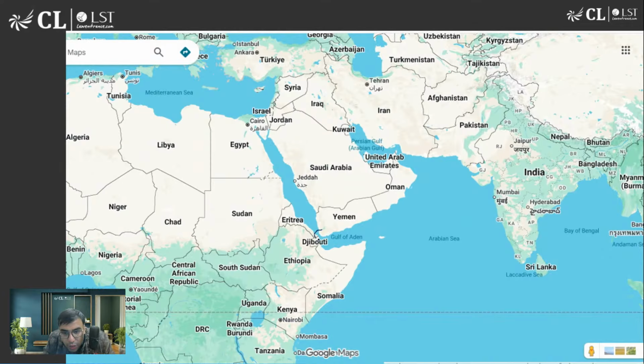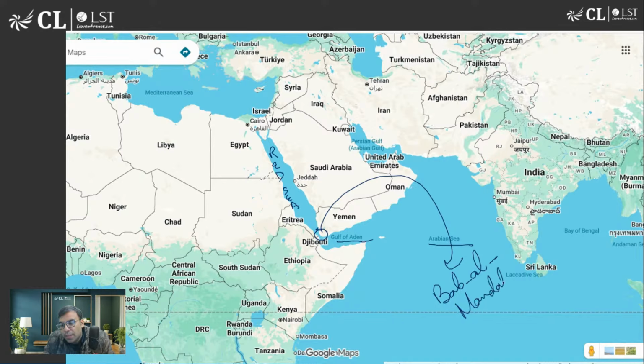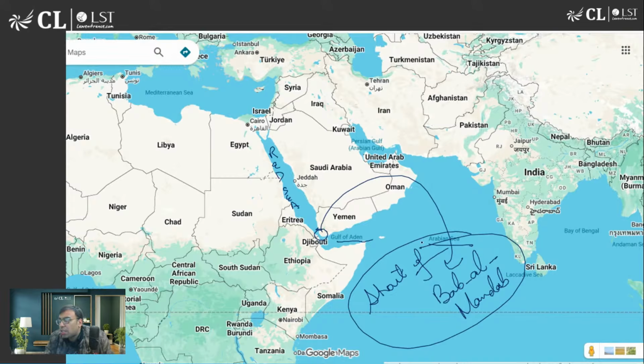This is Gulf of Aden, this is Arabian Sea, this is Red Sea. I'm sure you must have heard. And what is this? This is called as Bab al Mandab, or I would say Strait of Bab al Mandab. Okay, so this is a very important point.